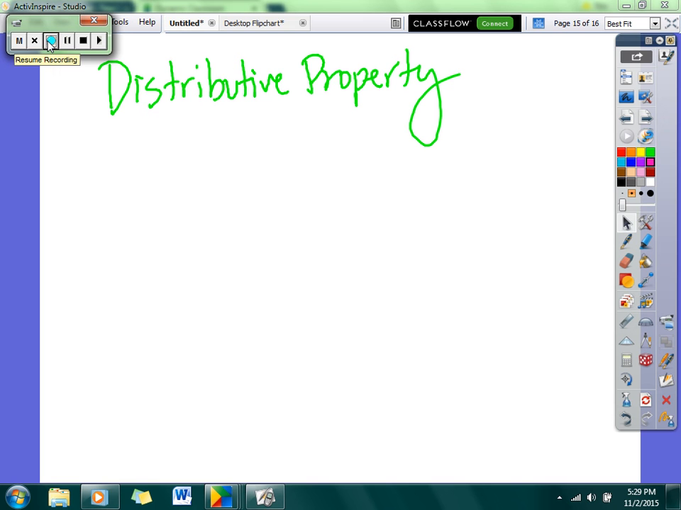Go through the distributive property section with you guys, okay? So this one is all about one property. In the previous section, you learned about multiple properties within one, but now we're just going to focus on one property. So what is the distributive property?